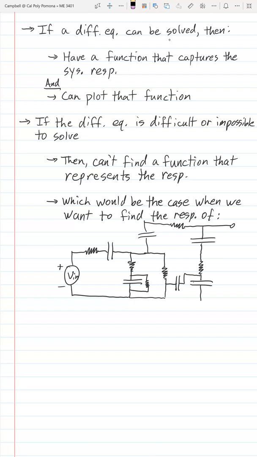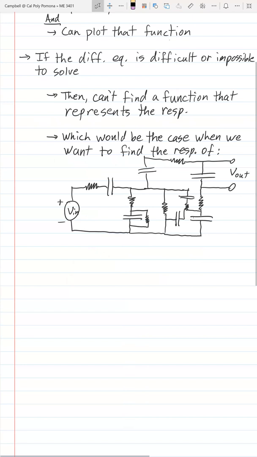There we go. And you can see that we can just get truly ridiculous. And so this will be our Vout. And if I wanted to, hey, yeah, why not? Let's just go ahead and throw in another capacitor and resistor here just for the fun of it. And so you can see that when we're looking at each of those capacitors, each one is a dynamic element.